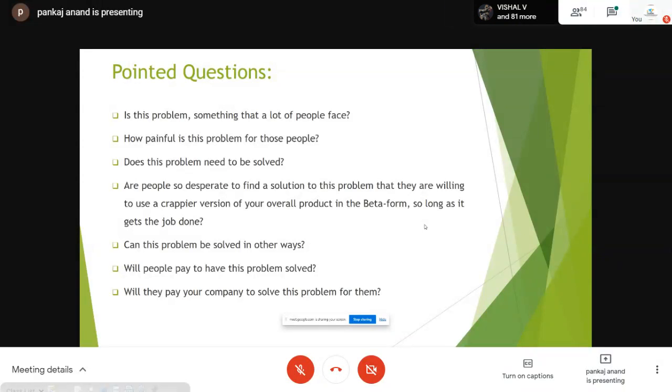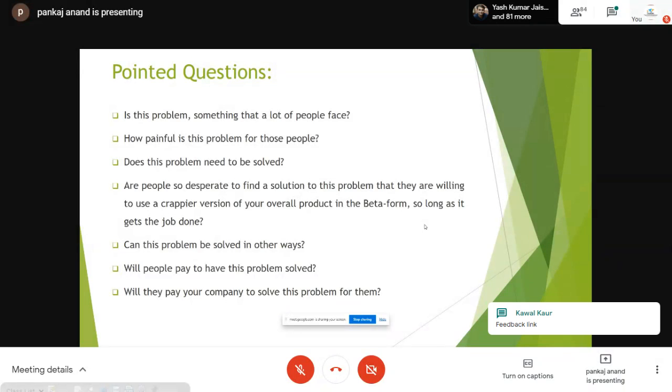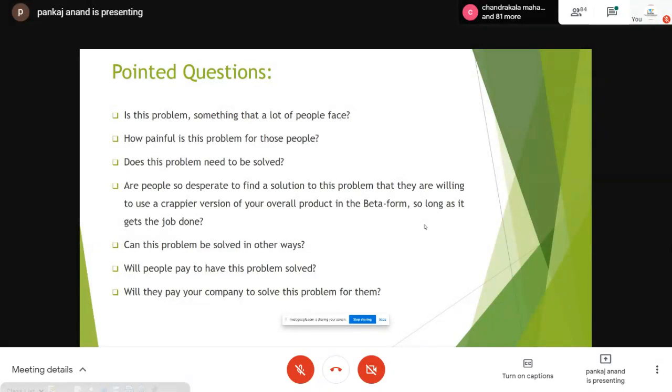The next question could be, can this problem be solved in other ways? There can be thousands of ways to solve any problem. So if you finalize the problem that you want to solve, then you need to work on this. Can this problem be solved in other ways? What are the other ways that people could actually solve this problem? Then, will people pay to have this problem solved?